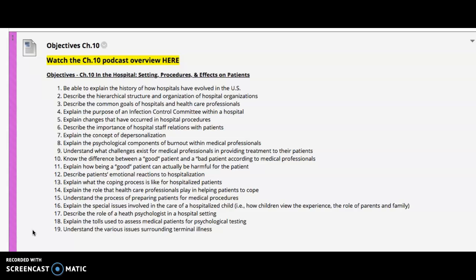And then lastly, looking at terminal illness. What are the various issues surrounding a patient when they become terminal? What are decisions that need to be made by the patient, by the family? How is that typically handled by hospital staff and by family? What are the different roles that those individuals play when it comes to end-of-life care? And that wraps up Chapter 10.